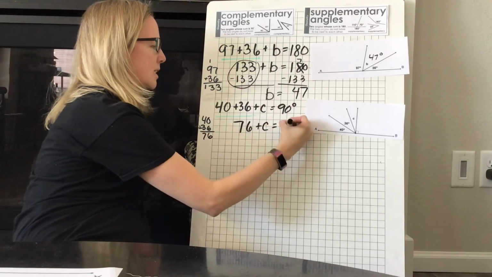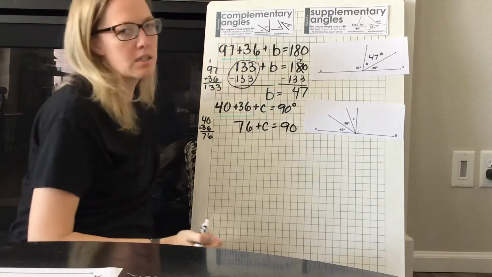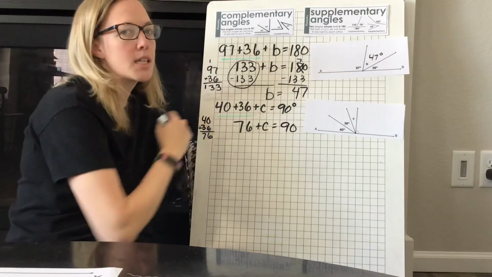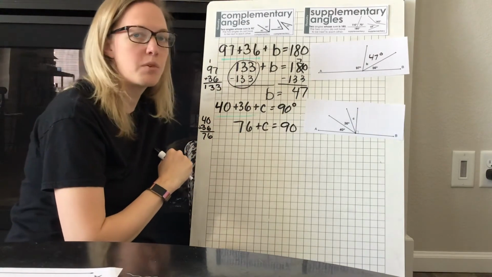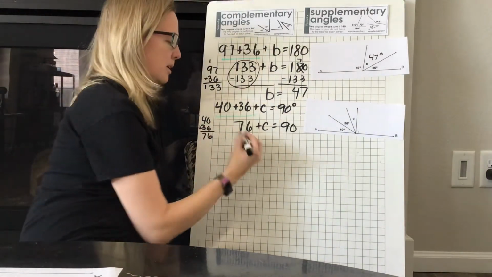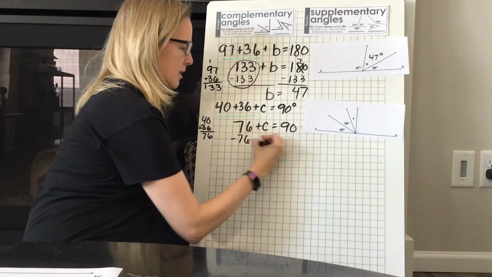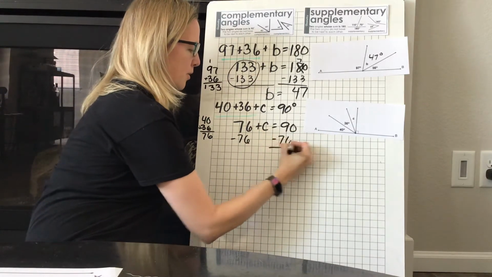I still have my C, and I still have my 90. I'm looking back at this. This is still the one-step equation that we've been working with since last unit. I want to subtract 76 from both sides.